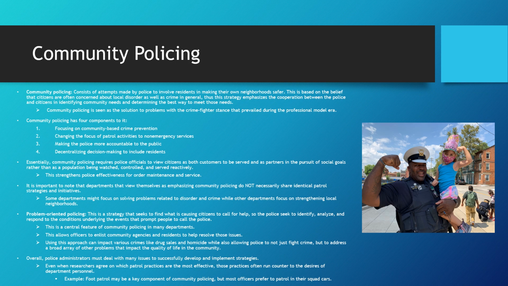Overall, police administrators must deal with many issues to successfully develop and implement strategies. Even when researchers agree on which patrol practices are the most effective, those practices often run counter to the desires of department personnel. For example, foot patrol may be a key component of community policing, but most officers prefer to patrol in their squad cars because they're able to cover more area.